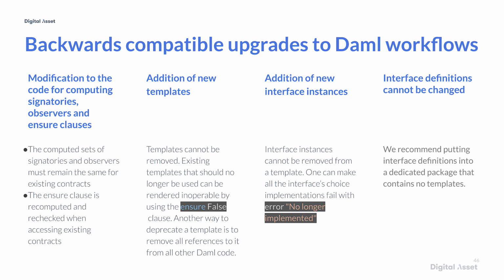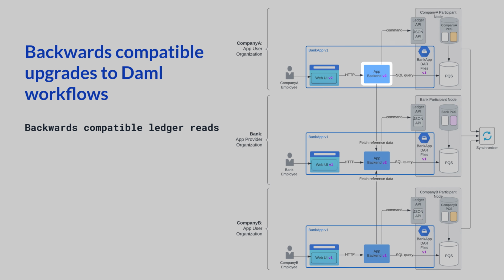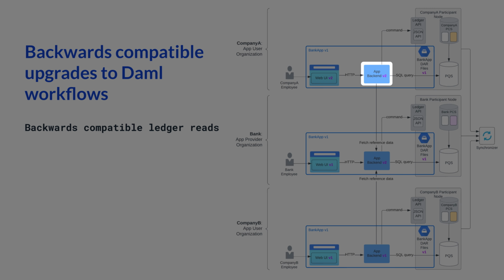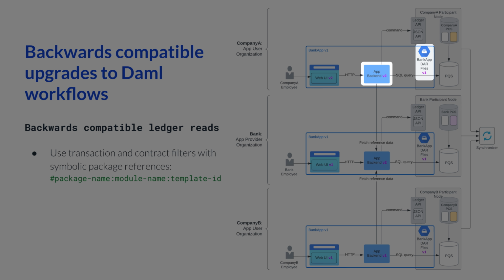To implement ledger reads in version 2 of the backend that are backwards compatible with version 1 of Daml models, transaction and contract filters with symbolic package references of the form package-name:module-name:template-ID can be used in ledger reads to retrieve data from all contracts that are instances of the template module-name:template-ID of any version of package-name. Note that it is up to the backend code to handle missing or newly added optional fields.